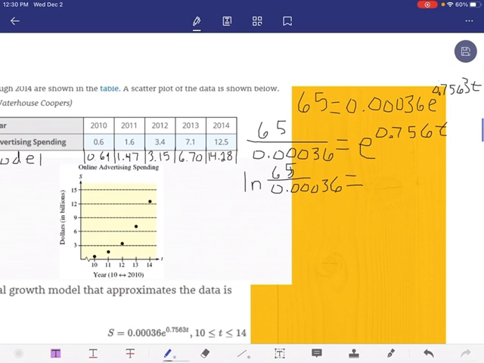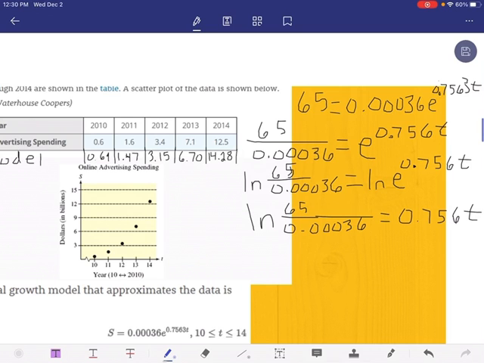And remember that when we take the natural log of e to some power, the whole reason why we do that is because our natural log and our e are inverses, so that means that it's going to reduce one another. So we're just going to be left with whatever is in the exponent. So on the right hand side, we're just going to have 0.756t. So then our last step, notice, is going to be to divide by that decimal that's in front of t.